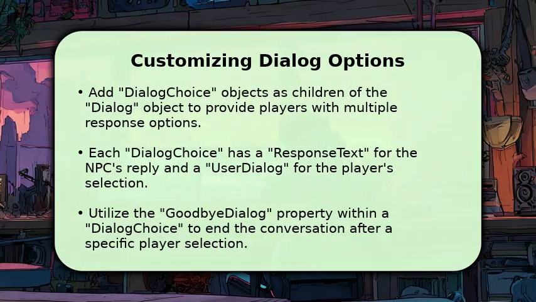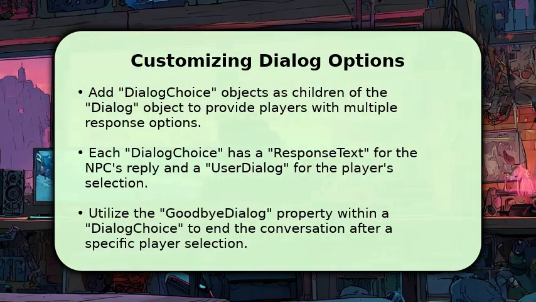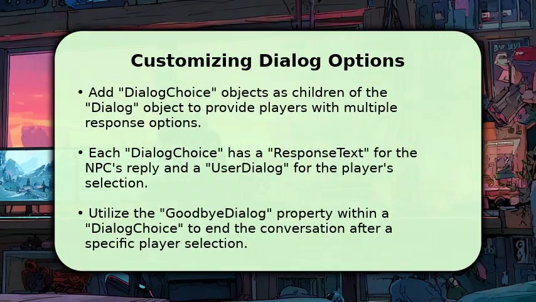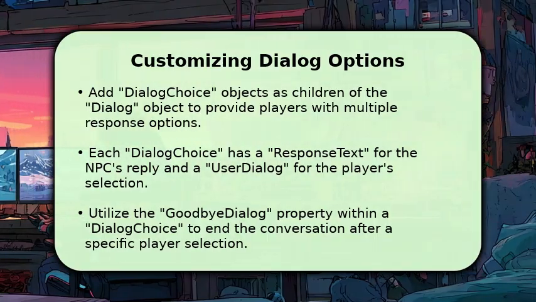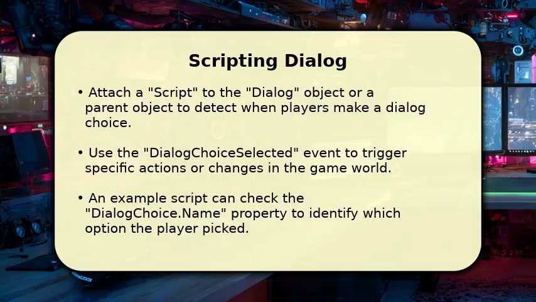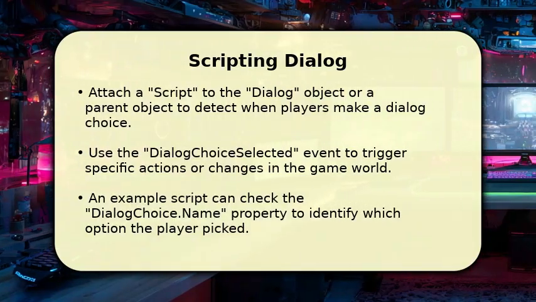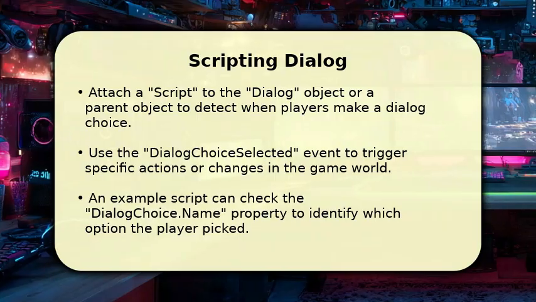If a player selects a choice that concludes the interaction, set its goodbye dialogue property to true, ensuring the conversation ends smoothly. For dynamic interactions, you'll need to script your dialogue. Place a script inside your dialogue object.